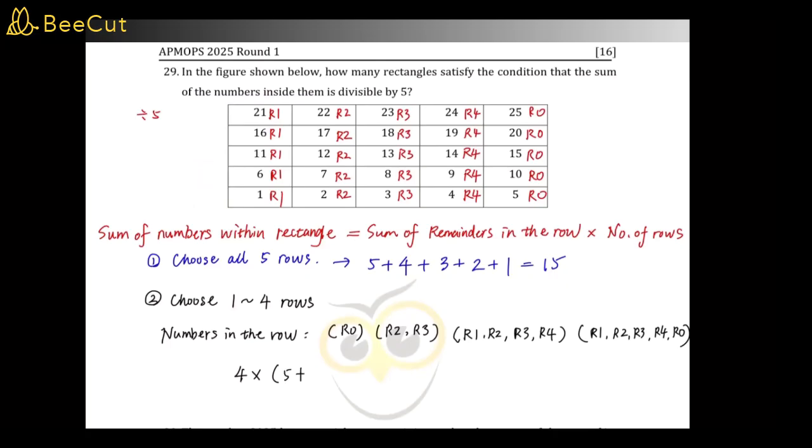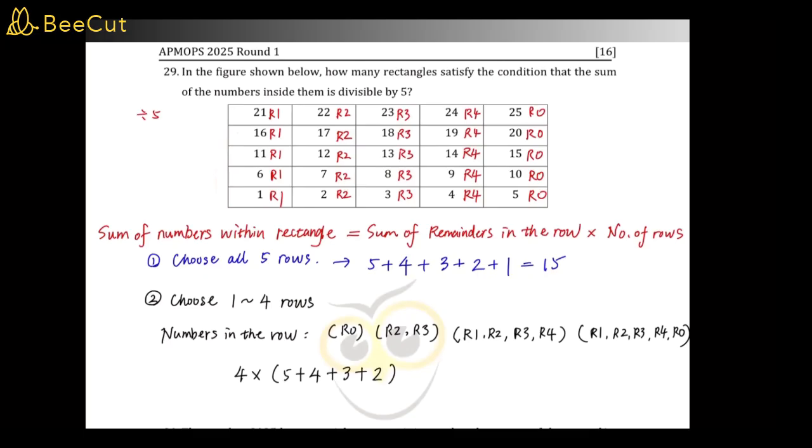Choose two rows. There's 1, 2, 3, 4. 4 ways. Choose three rows. 1, 2, 3. If you choose 4 rows, there are 2 ways. 1, 2.